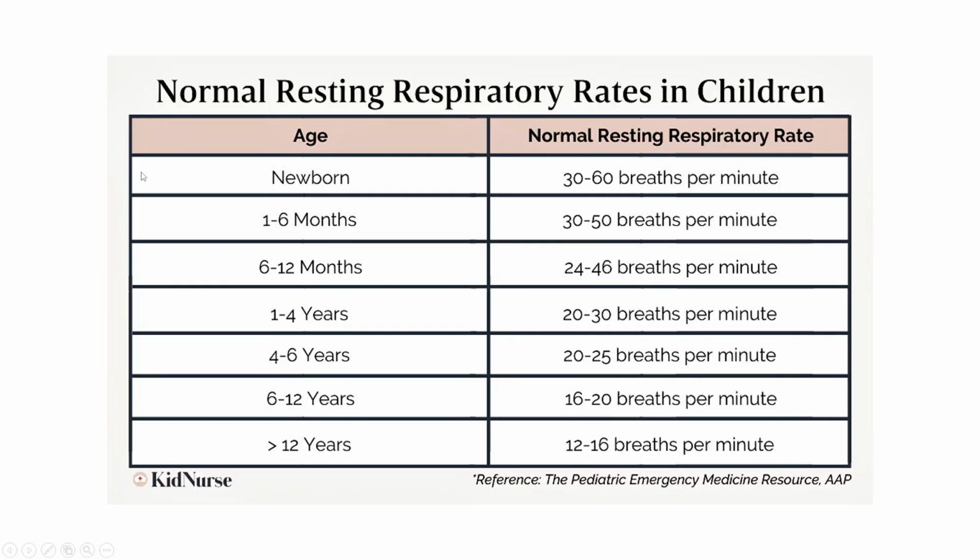Here we are revising the normal resting respiratory rates in children. So for the newborns, the breaths are from 30 to 60, 1 to 6 months are 30 to 50, 6 to 12 months are 24 to 46, 1 to 4 years is 20 to 30, 4 to 6 is 20 to 25, 6 to 12 is 16 to 20, and above 12 is 12 to 16.